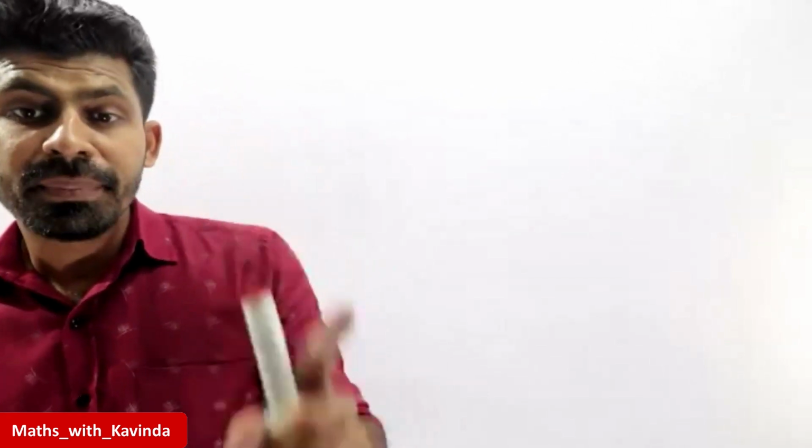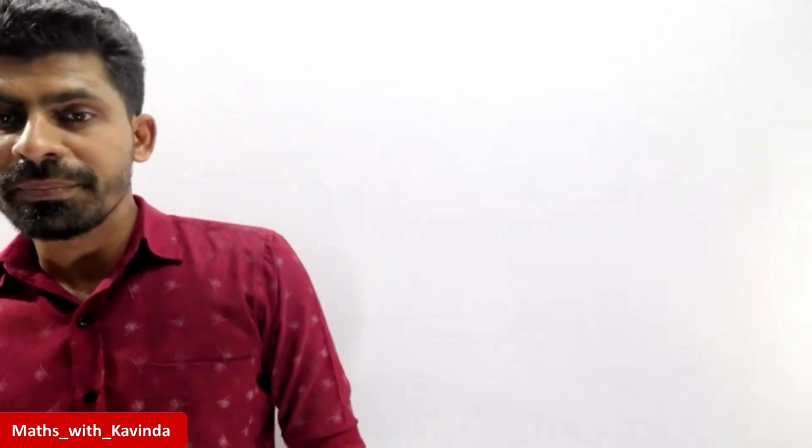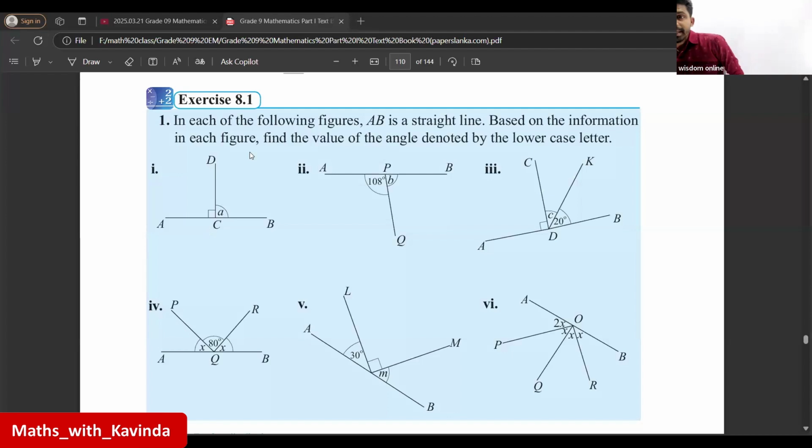Quickly move to the exercise number 8.1 video. Exercise number 8.1. Now you can see my screen. Yes, exercise number 8.1. Now you can do those questions very easily. 90 plus a equals 180, and you can find the value of a. 108 plus b equals 180, then you can find the value of b.